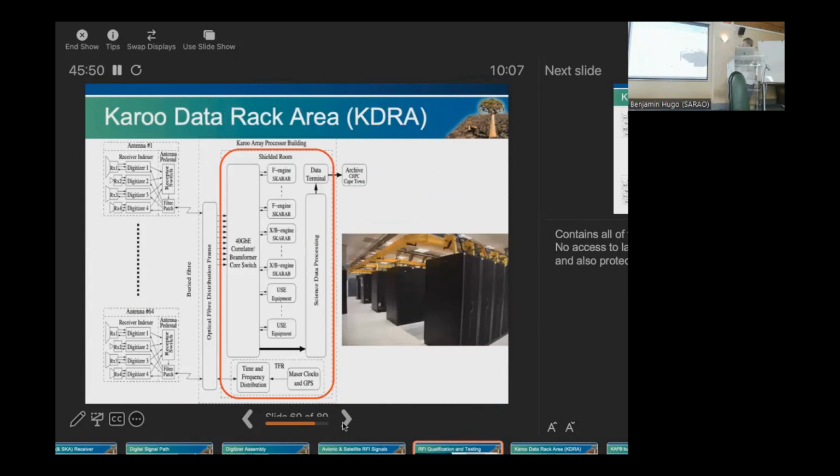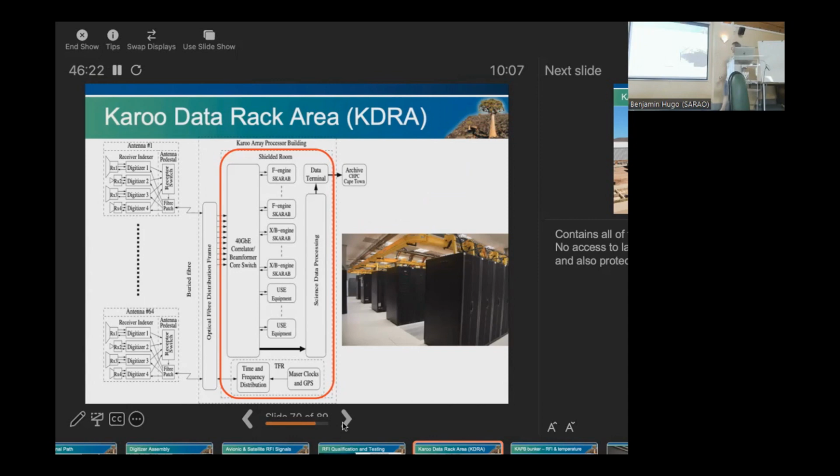But now you've got all this data, huge amounts of data, roughly of the order of the internet traffic of the whole world, coming into the correlator. The correlator, the time and frequency reference system and the science data processor all sit in the Karoo, but all of this electronics radiates radio emission. Basically all the clocks on the processor boards just radiate, and they would blind us.